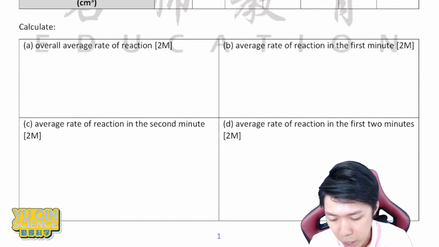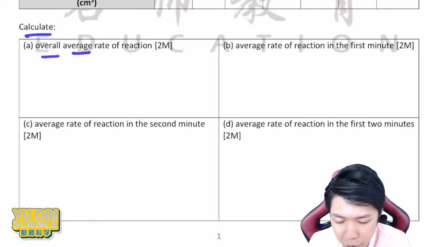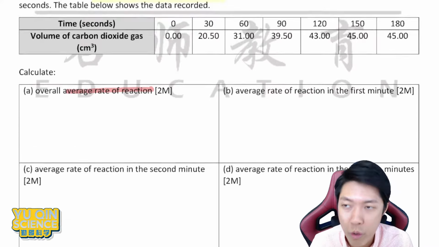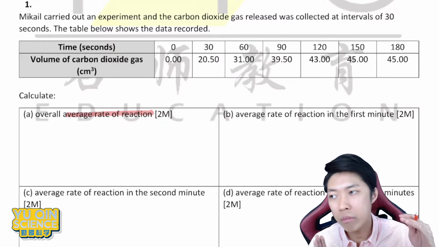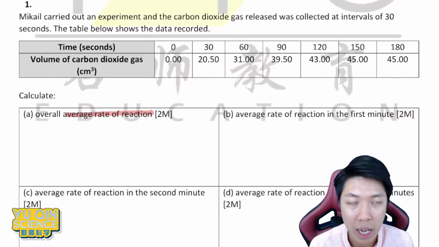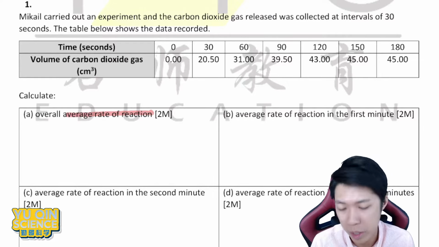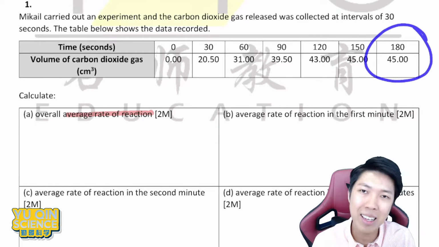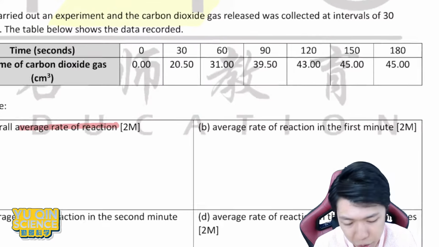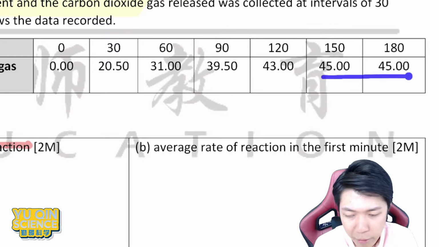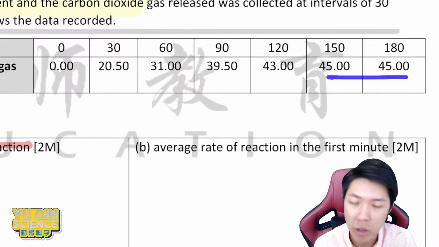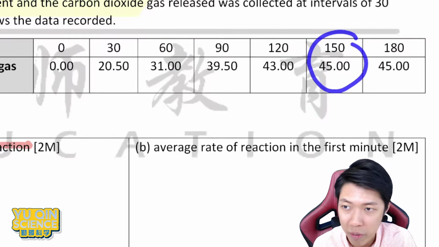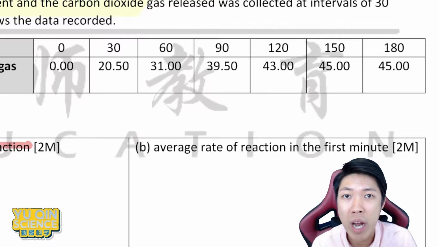Question number 1: calculate the overall average rate of reaction. So we're looking for the overall average rate of reaction. We will look for the end of the reaction and then calculate the whole thing. First thing first, where did the reaction actually stop? A lot of people say the last one. Well, if you take a closer look, the volume of carbon dioxide has been constant for 2 times already. That means at 150 seconds is where the reaction stopped.